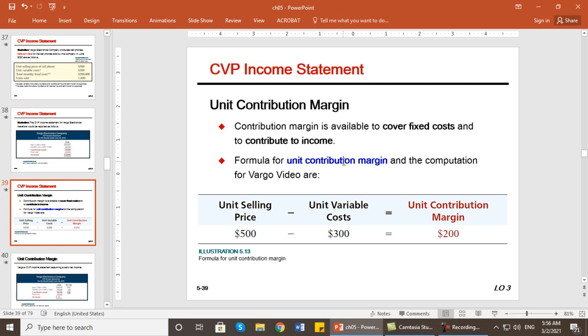The formula for unit contribution margin and the computation for V Electronics are as you see: unit selling price less unit variable cost equals unit contribution margin. $500 less 300 equals $200. Again, unit contribution margin covers fixed cost and contributes to income.